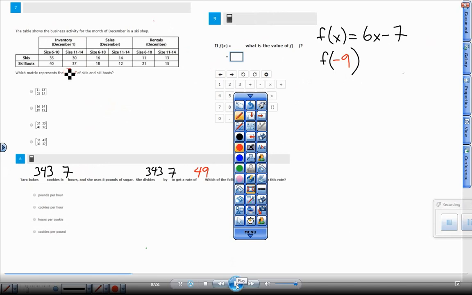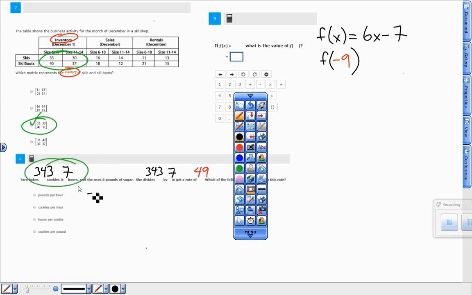Third word is break. Break. Alright, number 7, this one. Find the inventory set, which is clearly this 35, 30, 40, 37. For the next one, find the rate of change, 343 cookies per 7 hours.